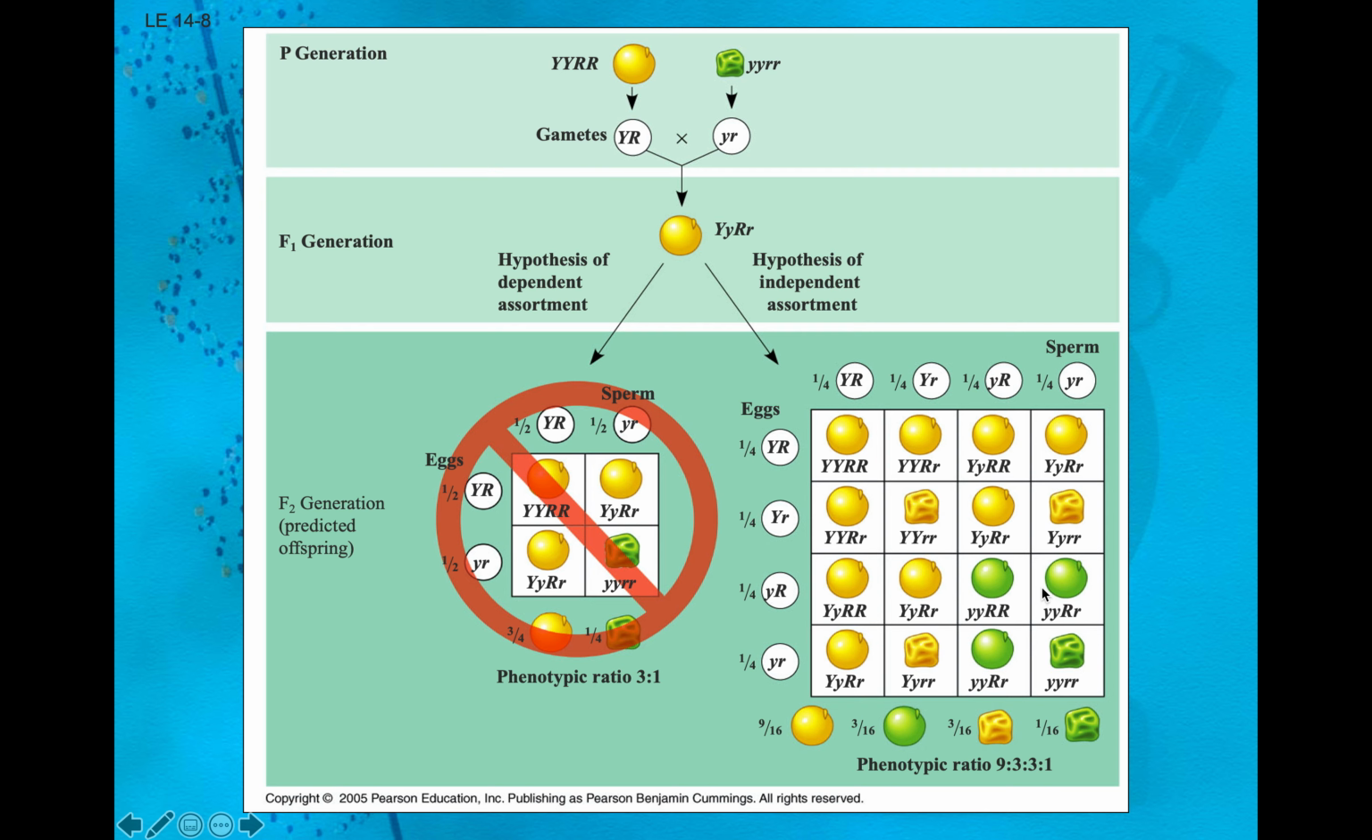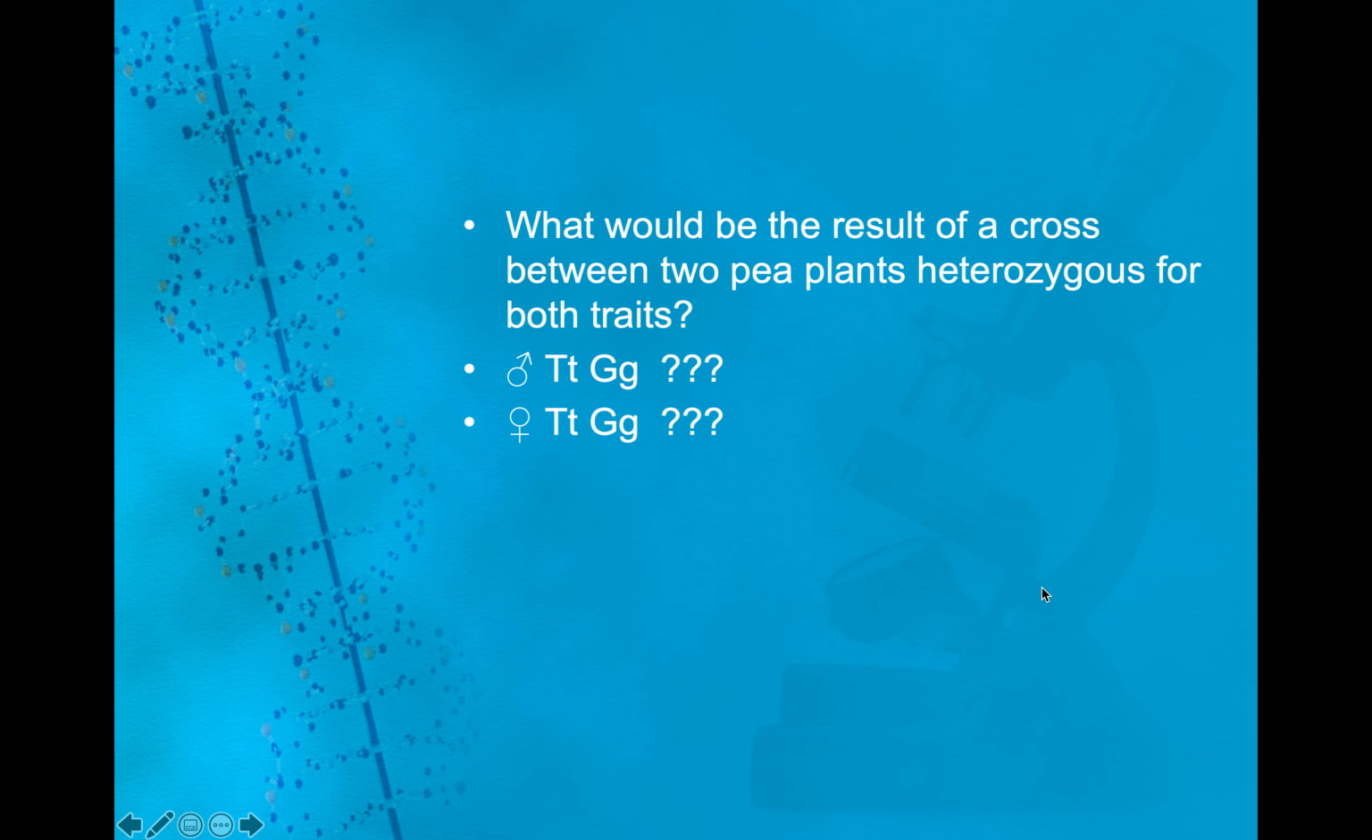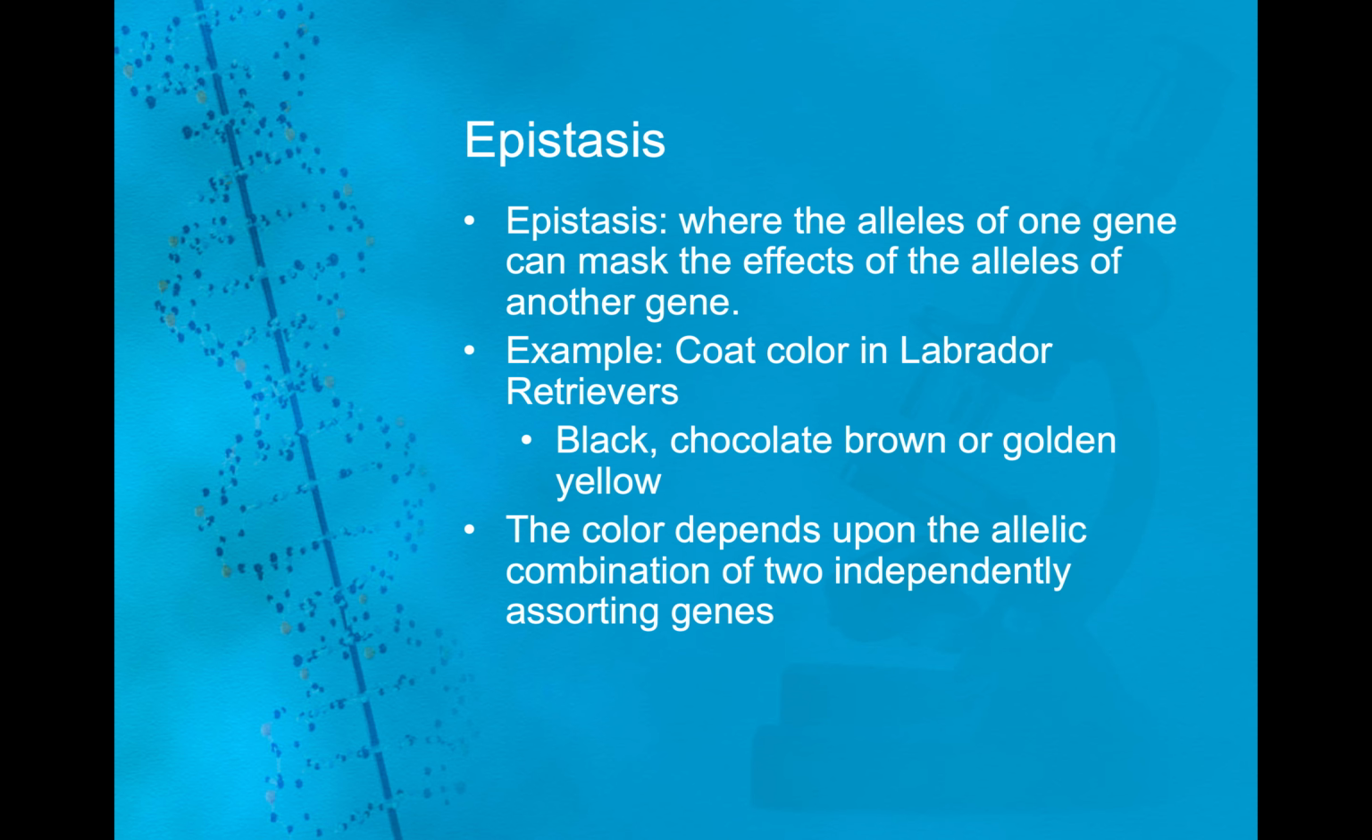And so we had to figure out what the heck was going on with this 9 to 3 to 4 ratio. And this is what we call epistasis. Epi means on top of, and stasis means state. So it's on top of a state. In other words, this is a state that blocks the expression of another trait.